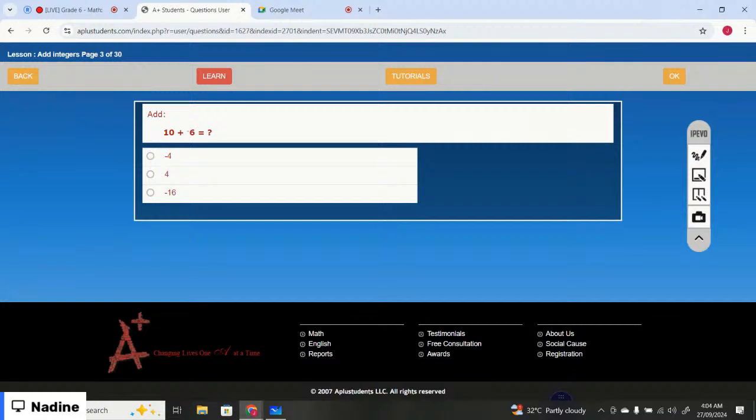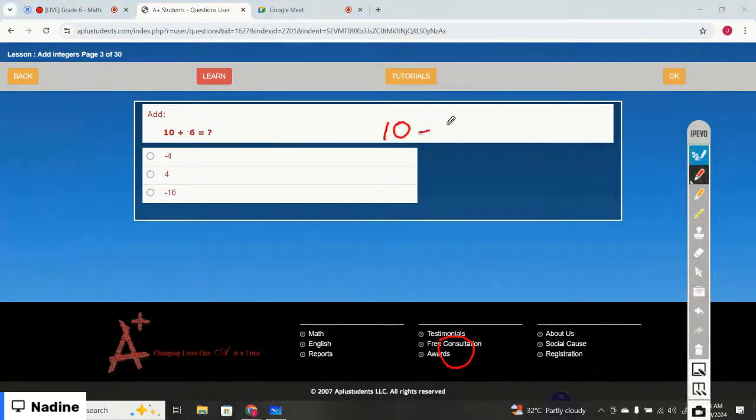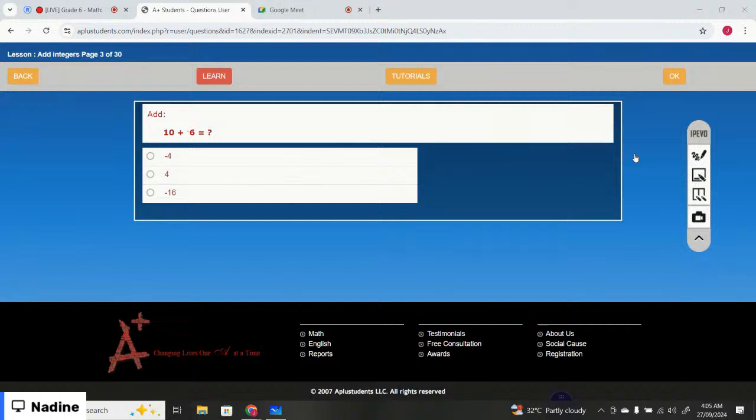10 plus negative 6. Adding a negative integer is same as subtracting. Basically, you have to do 10 minus 6, right? 10 minus 6 is 4. So option number 2 is the correct option. That is 4.